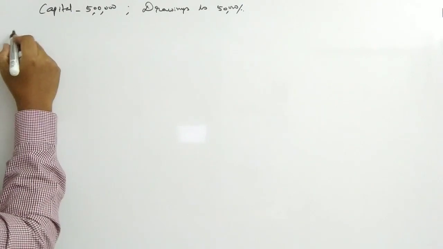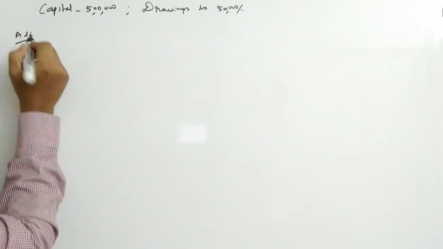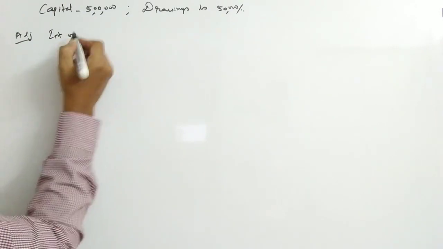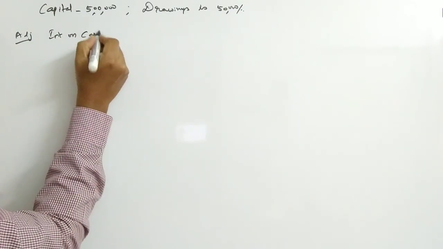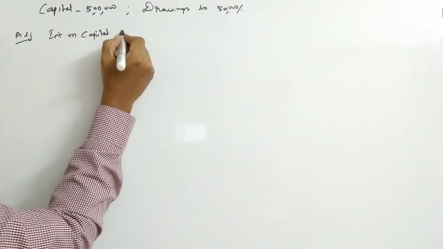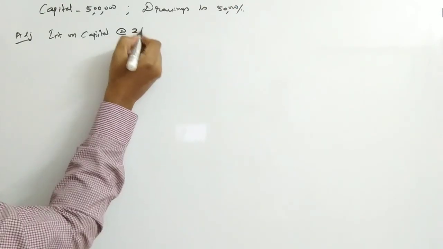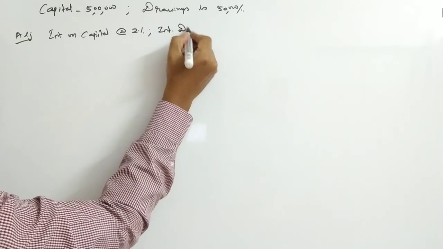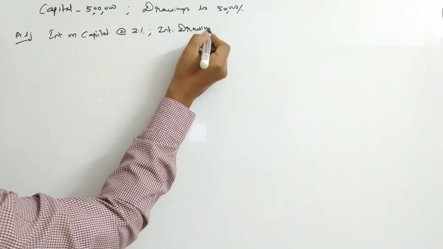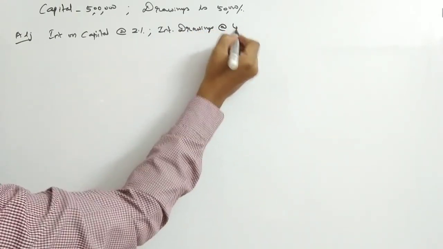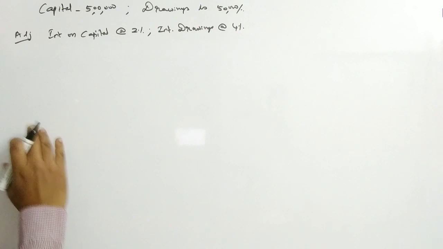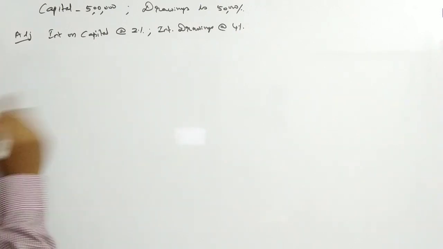Then on adjustment, we have been given: calculate interest on capital at 2% and interest on drawings at 4%. That's the adjustment that we have been given. So first of all, let us write the adjustment entry.